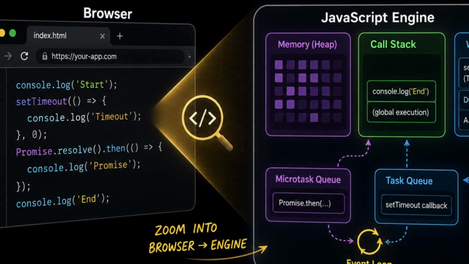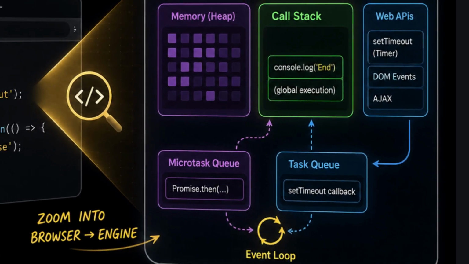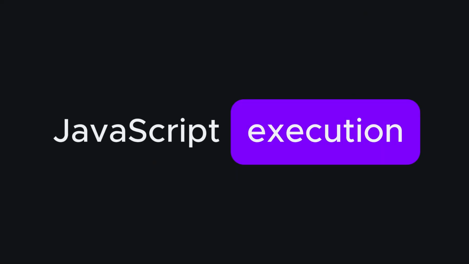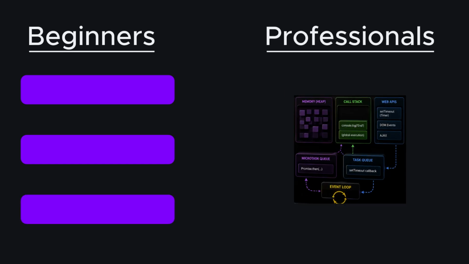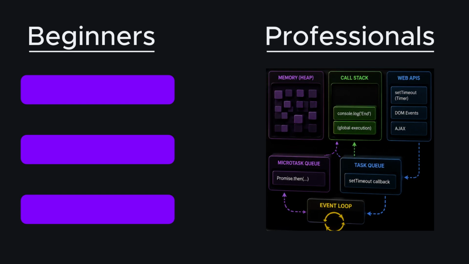But here's the key question. How does JavaScript decide what runs first, what runs later, and what gets stored in memory? That decision-making process is what we call JavaScript execution. Beginners read JavaScript line by line. Professionals don't. Professionals imagine an invisible system inside the computer processing their code step by step.